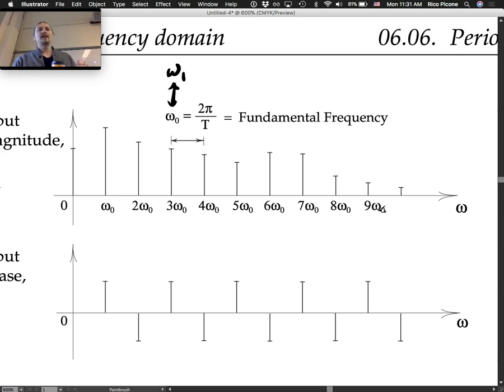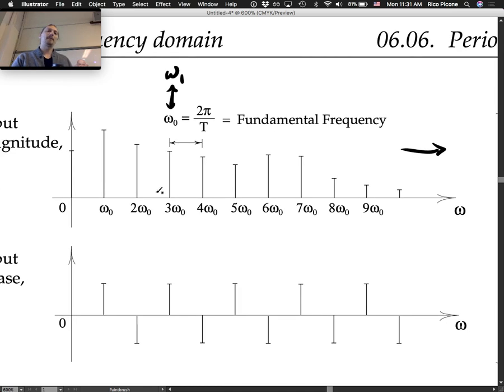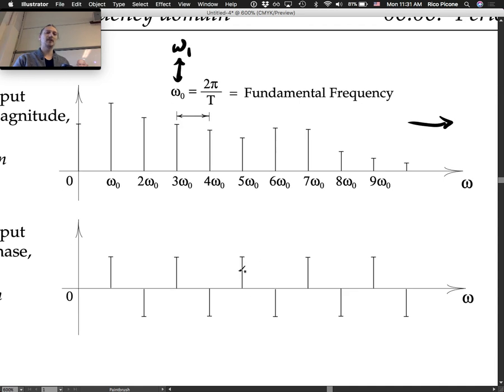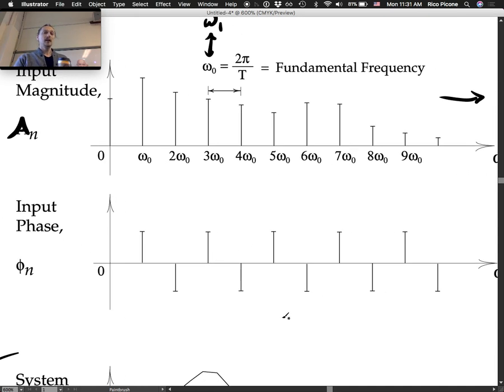So this is at least the beginning of its line spectrum. These can go off to infinity, right? So there could be components all the way down. But yeah, so we've got this magnitude and phase of the input.